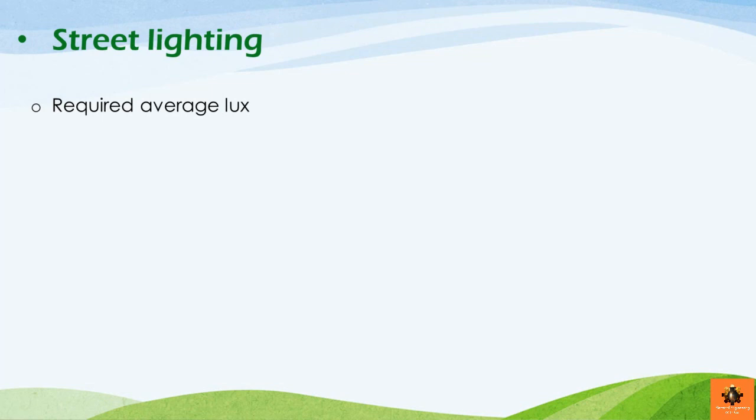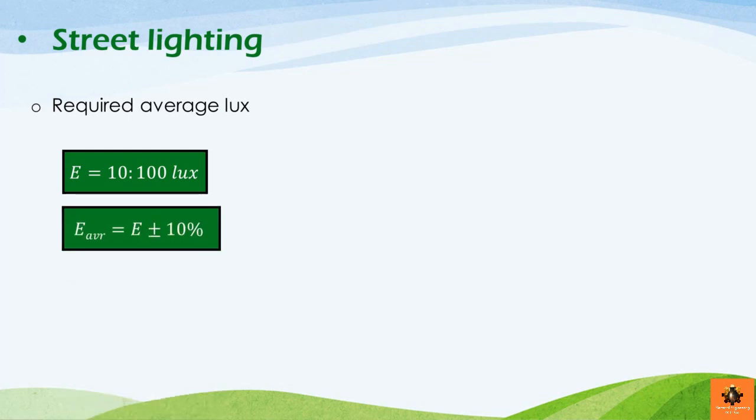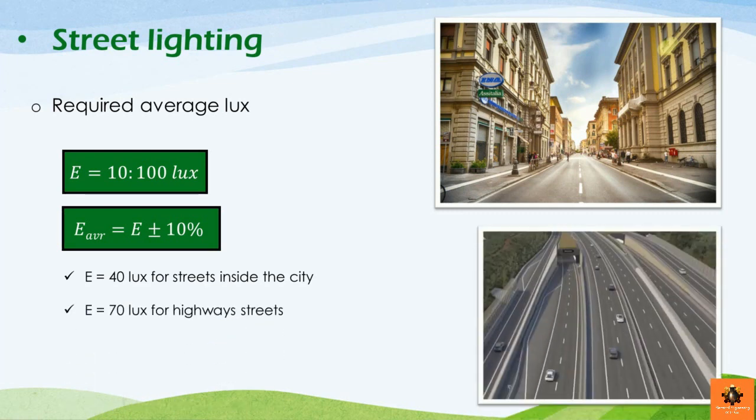So we say that generally the required value of lux for the street ranges from 10 till 100 lux, and the average value of lux equals the required value of lux plus or minus 10%. So there will be an available tolerance value of 10% as an increase or decrease. But you can say that this range of from 10 till 100 is a large range. So what are the values that we are working on actually? Here we are working on a standard value of lux of 40 lux. This is for the low speed streets or for the streets inside the city. And for the highway streets, we are working on an average lux of 70 lux as a standard value. So those values are given according to the standard codes which we are working on.